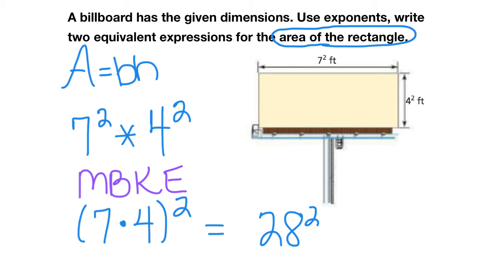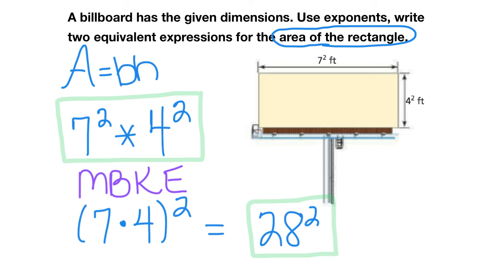So the two expressions that we've been given in this problem are 7 to the 2nd power times 4 to the 2nd power, and 28 to the 2nd power. We could also use our work from before as a third expression.